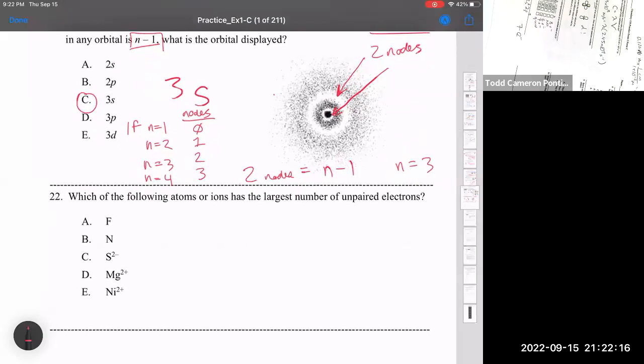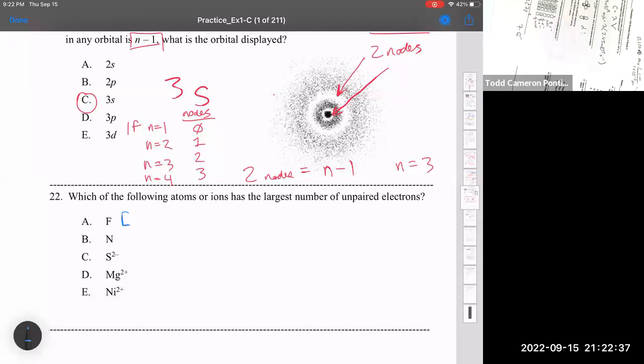Which of the following atoms or ions has the largest number of unpaired electrons? All right. This one is a little bit of a longer problem because calculating the number of unpaired electrons for each of these takes a little bit of time. What I'm going to do first is write the electron configuration of each of these.